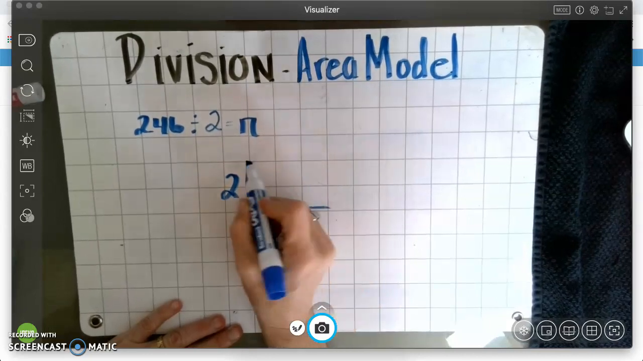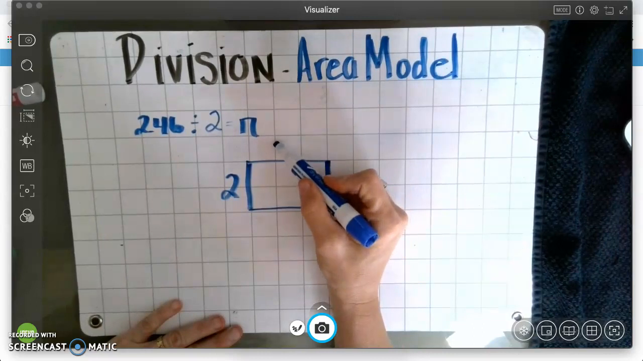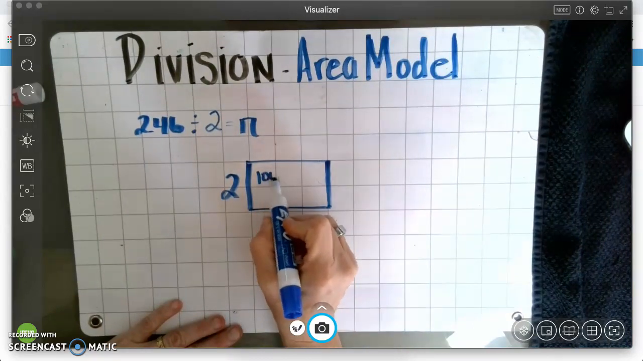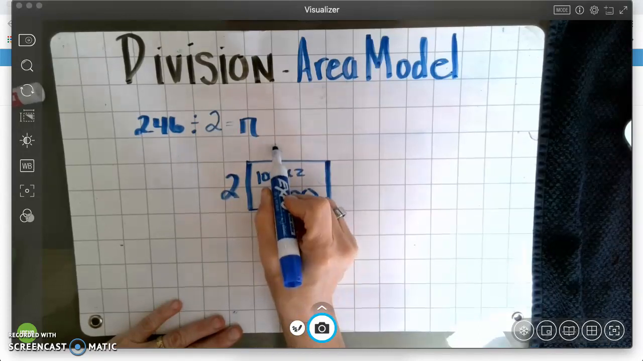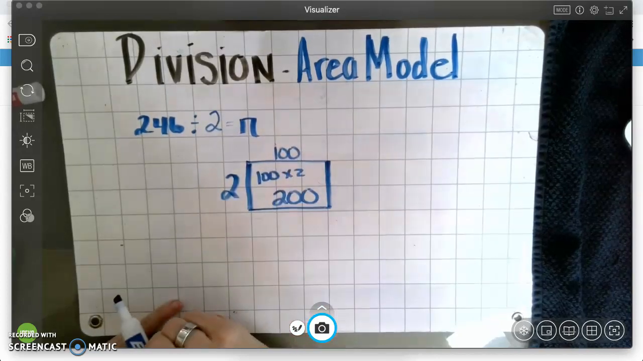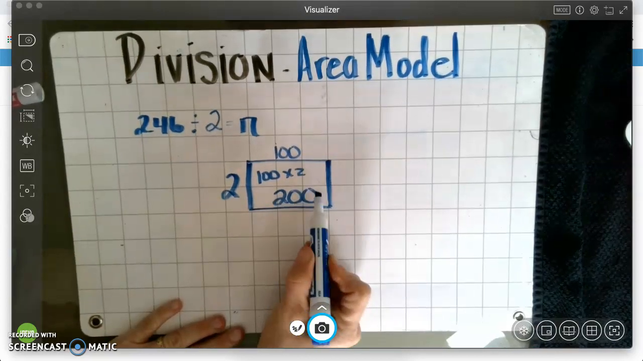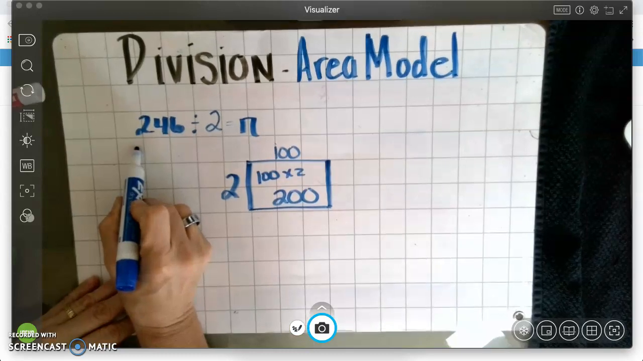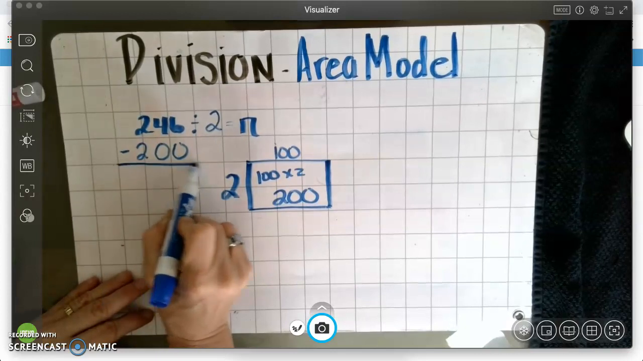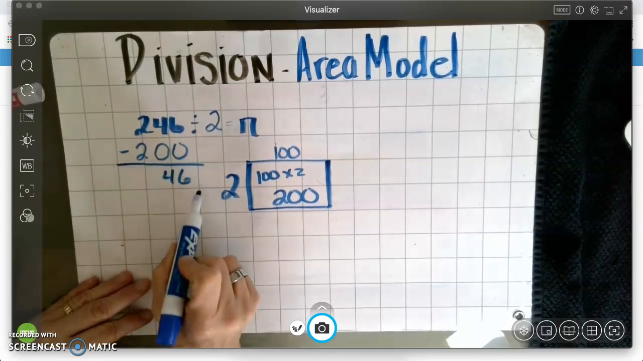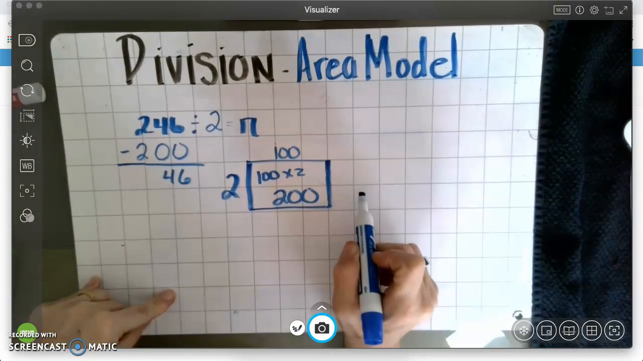Well, I think that 100 groups of 2 can give me 200 tiles. So this is going to be 100 tiles long. Now, if you'll notice, I put 200 inside my terrace. So I'm going to subtract that from the original pile of tiles. Now I have 46 tiles left on the side that I want to place inside my terrace.